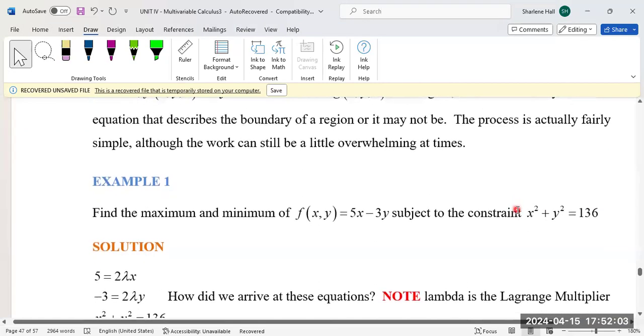All right, let's go with the question again. It says to find the maximum and minimum of f of x, y, which is equal to 5x minus 3y, subject to the constraint x squared plus y squared equals 136. Let us look at how we're going to solve this.